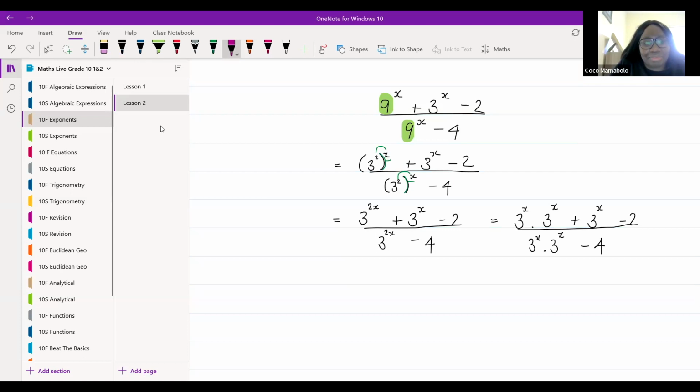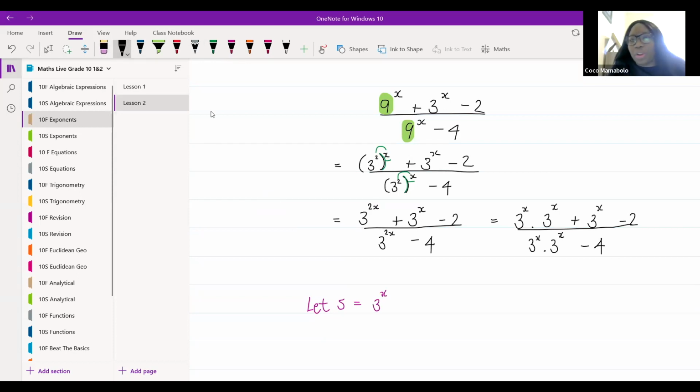Ma'am, you can just say let P be 3^x. I already said S. Okay, can we take a vote? Who says S, P? Is S okay? All right, let's use S. Let S equal 3 to the power of x.